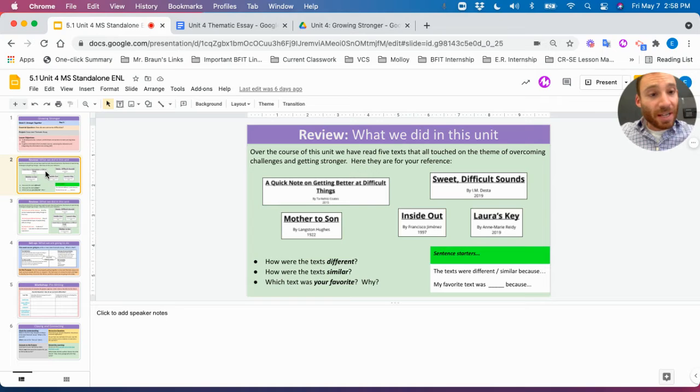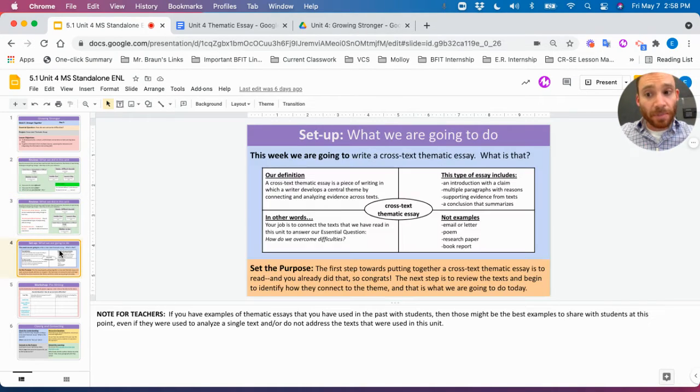Students will be answering a do now warm-up question, saying how are the texts different, how are the texts similar, which text was your favorite. So this is a good time to review some of the texts and to address some of the main themes and main ideas that we read about in the texts.